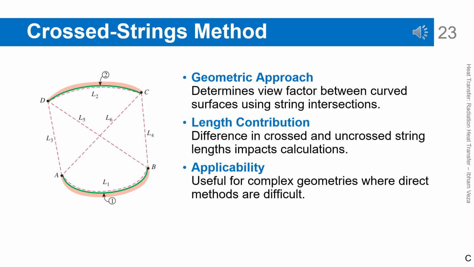The crossed strings method is a geometric approach to determine the view factor between two curved surfaces. This method uses the lengths of intersecting and non-intersecting strings. The difference between these lengths is used to calculate the view factor. This approach is very useful when direct integral methods are too complicated. It is fast and sufficiently accurate for many engineering applications.